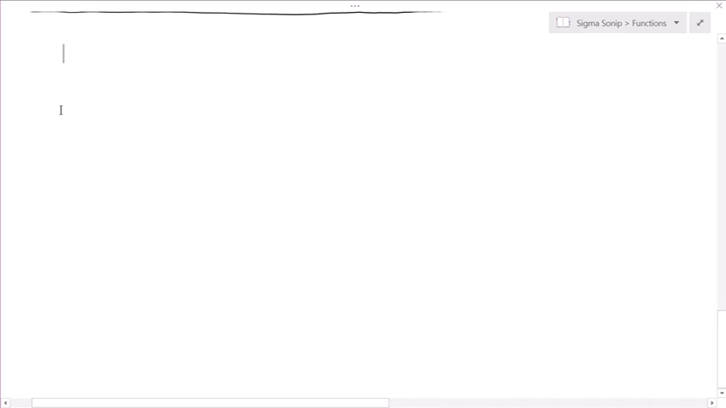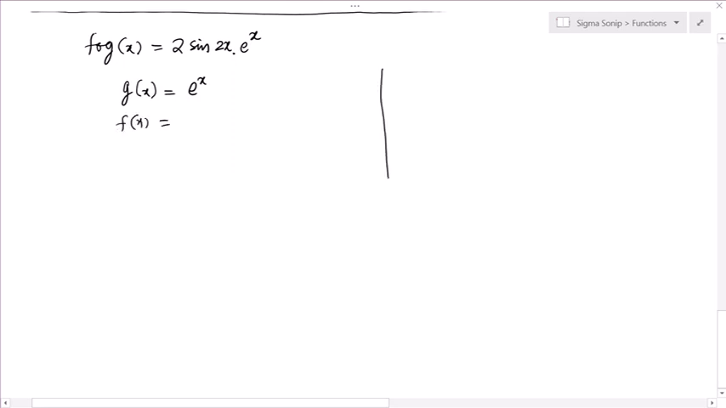And I will give one more tricky problem so that you can practice on it. I'll not give the solution now. So this time my (f∘g)(x) is equal to 2 sine 2x e to the power x. And like the previous example, I can start you off. So the first one would be, I'll take g(x) equals e to the power x. That's one solution, and then you need to find out what f(x) is.